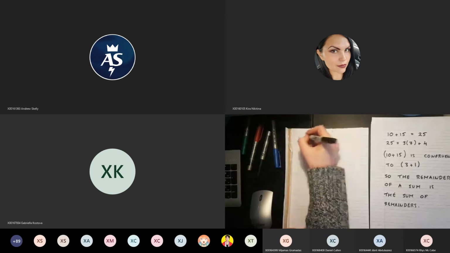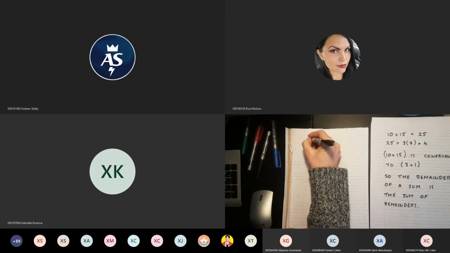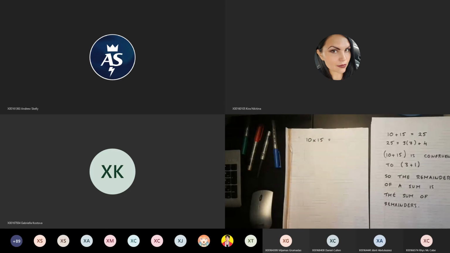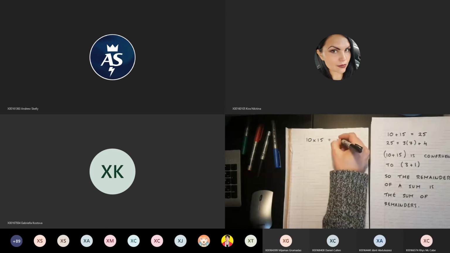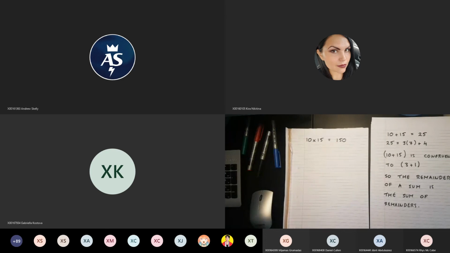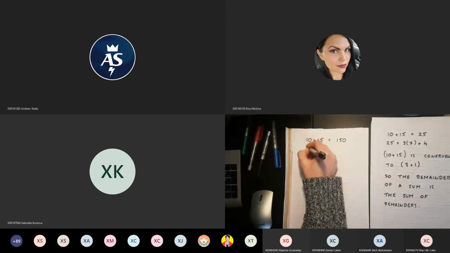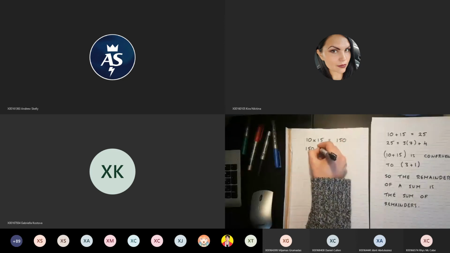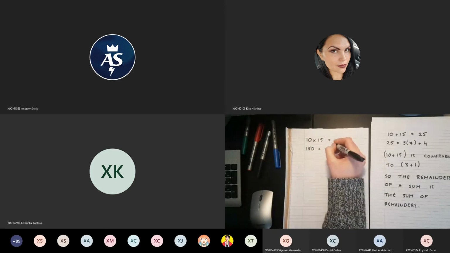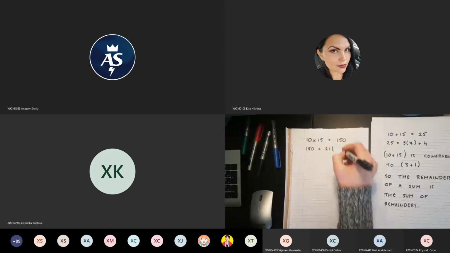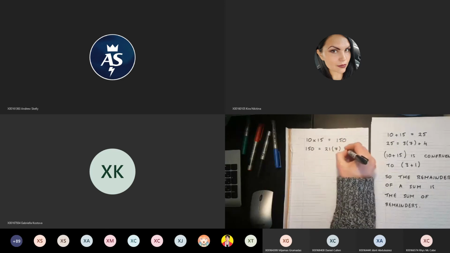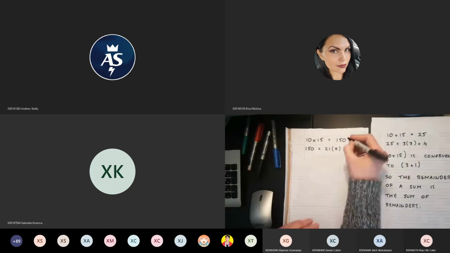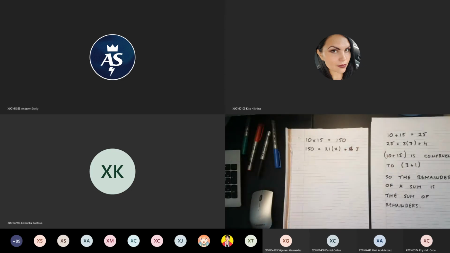Well, what do I have? If I multiply 10 by 15, that's an easy enough multiplication to do in our heads. That's going to be 150. That's why I picked the number 10. Now what do I get if I divide 150 by 7? Well, 150 is 140 plus 10, which is the same thing as 147 plus 3. So this is actually, I believe, 21 times 7, with a remainder of 3. My apologies.